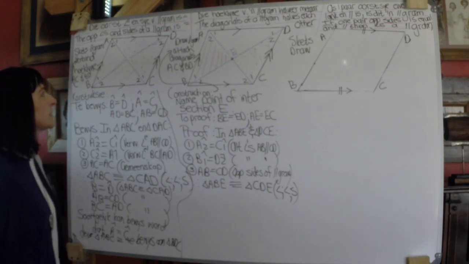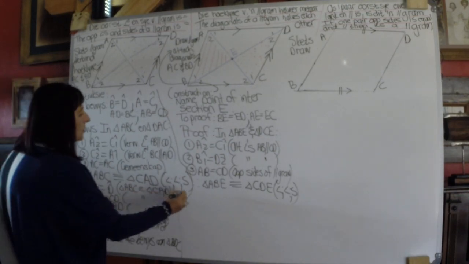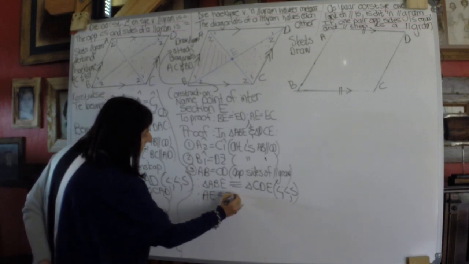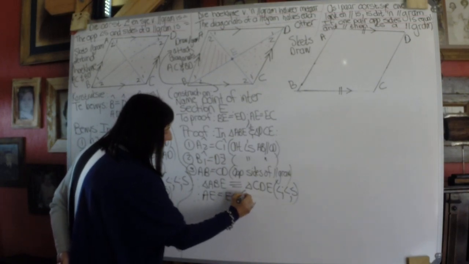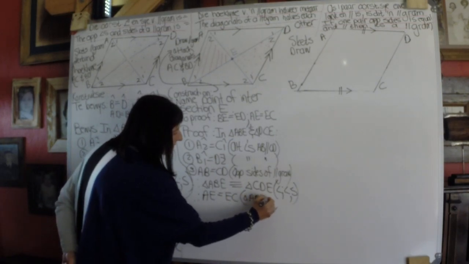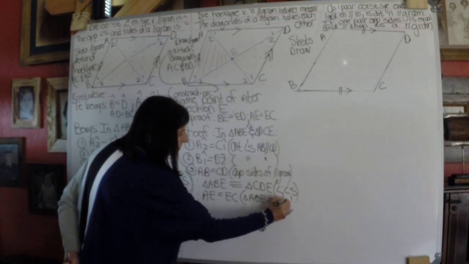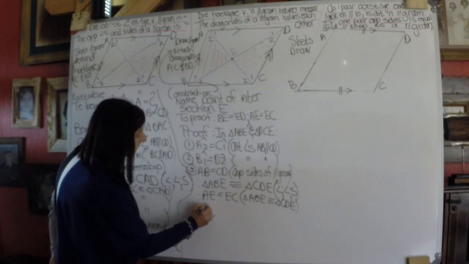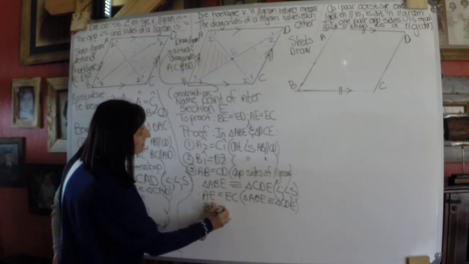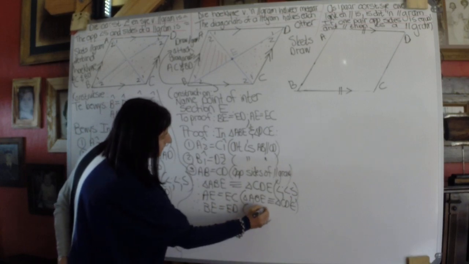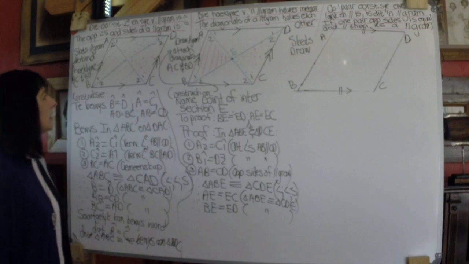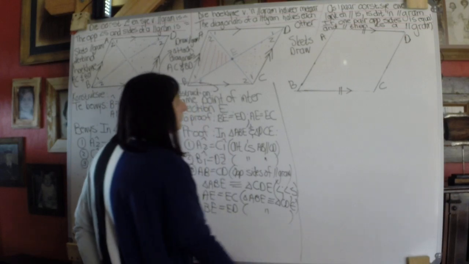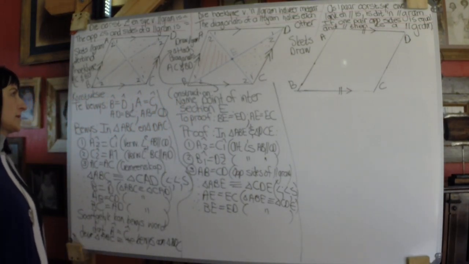Nou het ons hulle bewys gelyk, en daarom kan ek sê dat AE is gelyk aan EC. And the reason is, triangle ABE is congruent to triangle CDE. That's the reason. En dan kan ek ook sê dat BE is gelyk aan ED. Same reason. En daar het ek bewys dat die hoeklyne van 'n parallelogram mekaar halveer. That's the second theorem that we must know.